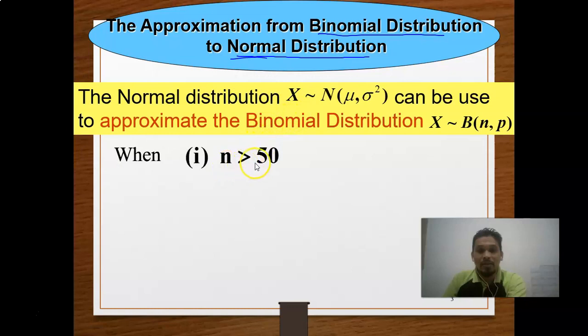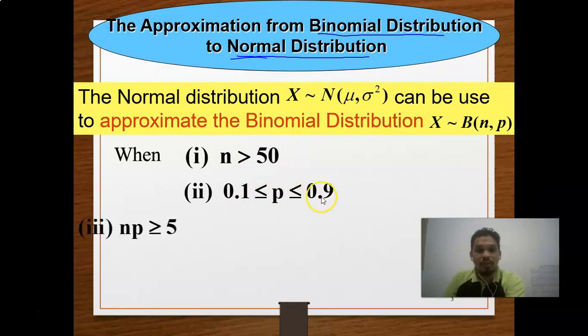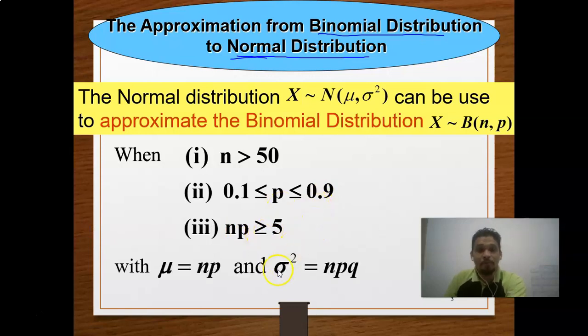When n is greater than 50, when p is in between 0.1 and 0.9, and the multiplication of these two numbers is greater than or equal to 5. And the parameters you can see here: mean is n, the number of trials, multiplied by p, the probability of success, and variance equals n multiplied by p multiplied by q, which is the probability of failure.